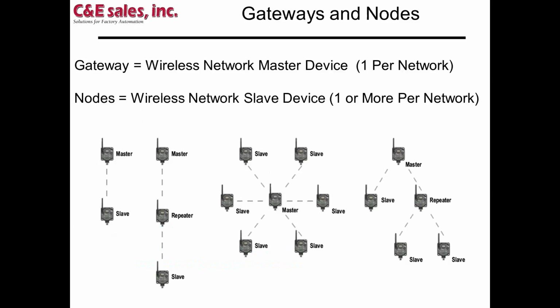So some basics of Banner wireless are gateways and nodes. A gateway is the wireless network master. So you'll have one of those per network. And then a node is going to be a network slave device, which you can have one to many of in the network, depending on what you're doing.